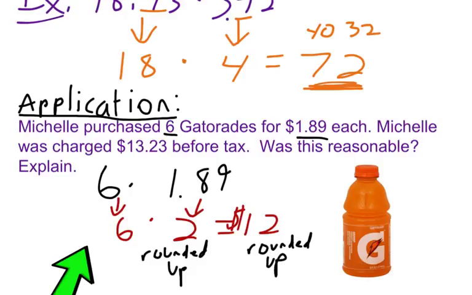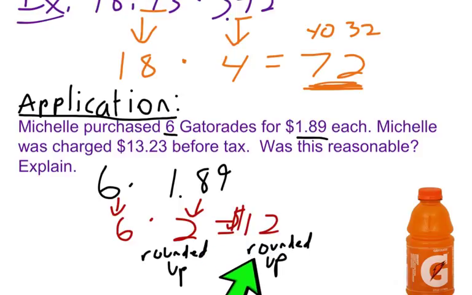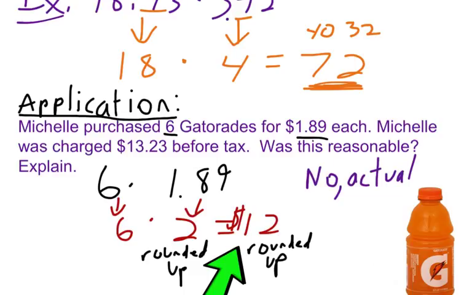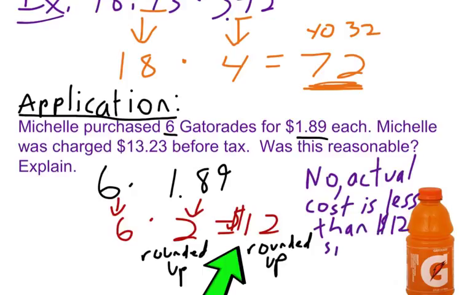So really, what should the actual cost be? More than 12 or less than 12? Should be less than 12 because that answer is higher, is what we're saying, than what it should be. So the answer to this is no, this is not reasonable. And we would say the actual should be less than 12 because we rounded up. Actual cost is less than 12. And the reason is since the $1.89 was rounded up.